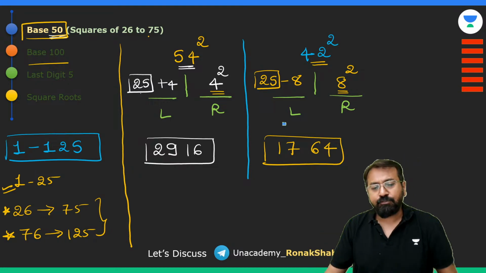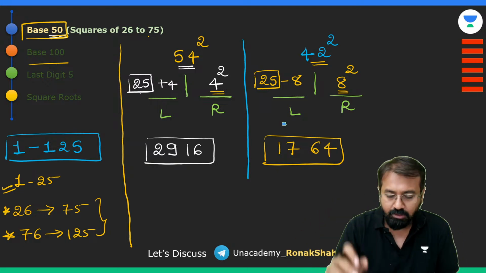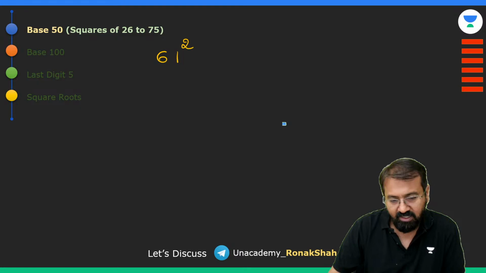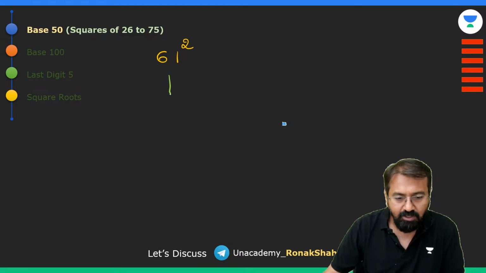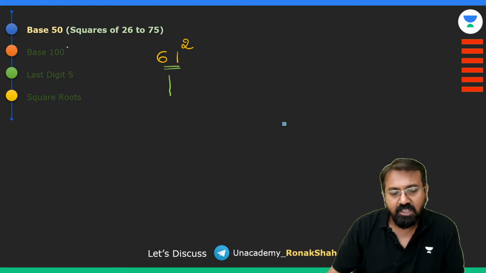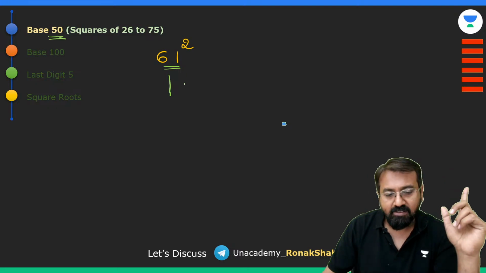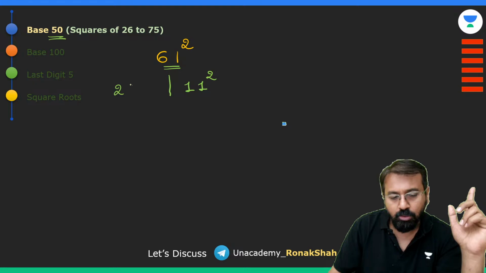Okay, now let's take a few more examples because there is one condition over here which you need to remember. So guys, what is the condition? Suppose I want to find out the square of this number, 61. So once again, the answer will be in two parts. Now 61, compare it with the base. 61 is 11 more than 50. So my right part will be 11 square and my left part will be 25 plus 11.